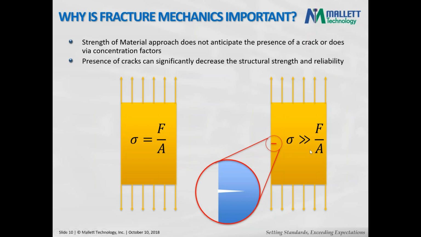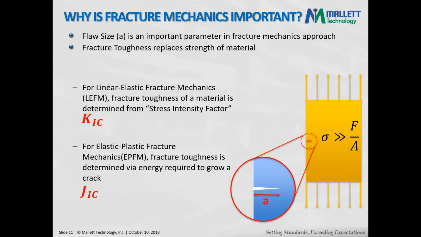So it's very difficult to calculate from a strength of materials approach what the stress is when there's a crack in the panel or in our structures. So flaw size A, or crack size A, is an important parameter in fracture mechanics, and fracture toughness replaces the strength of materials approach. So here we are going to talk about stress intensity factor.